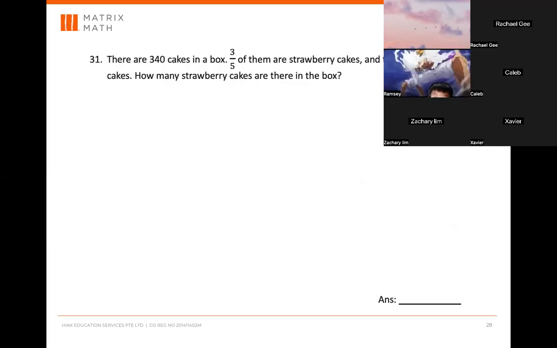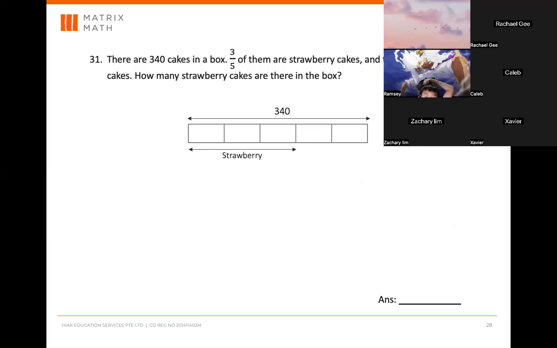31. There are 340 cakes in a box. 3/5 of them are strawberry cakes, and the rest are mango cakes. How many strawberry cakes are there in the box? I draw out my model because a fraction is given. For 3/5, I'll draw 5 equal parts. The total amount of cakes in the box is 340. 3/5 are strawberries, and the rest are mangoes. So 5 units give you 340. What is 1 unit? 1 unit will be 340 divided by 5, which is 68.